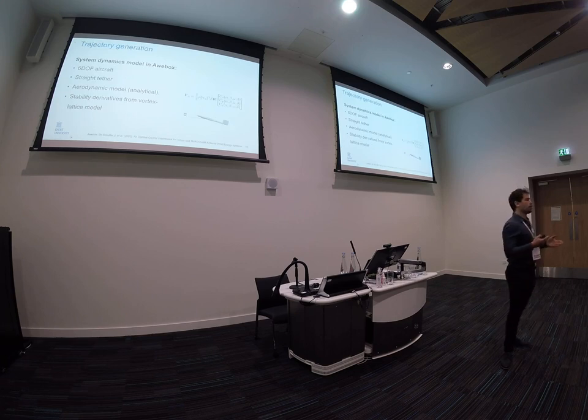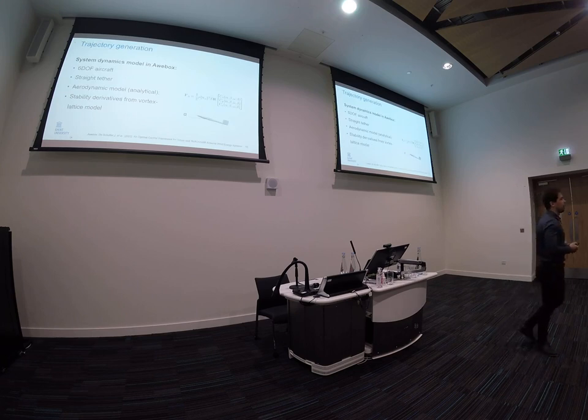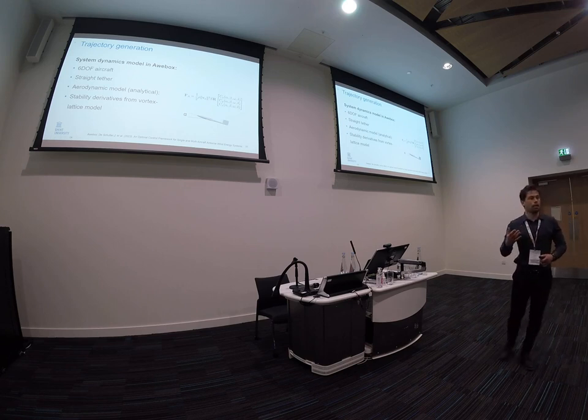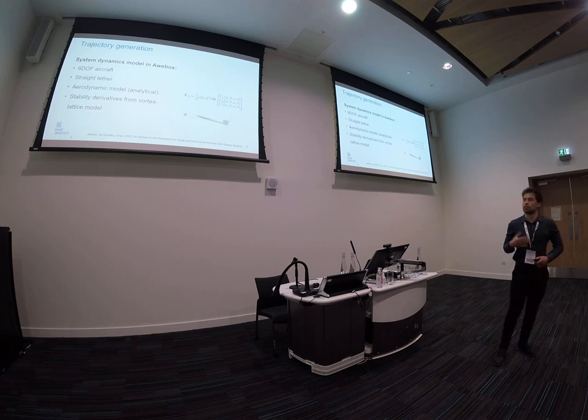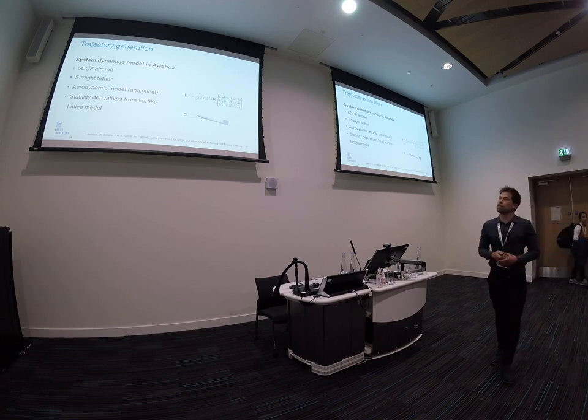Then, of course, we need a trajectory to implement, and this is done by using AWEbox. AWEbox is an optimal control problem that optimizes trajectories for certain aircraft configurations and constraints. In AWEbox, we define a system dynamics model of the megawatt aircraft. This is a 6 degrees of freedom model. It assumes a straight tether.